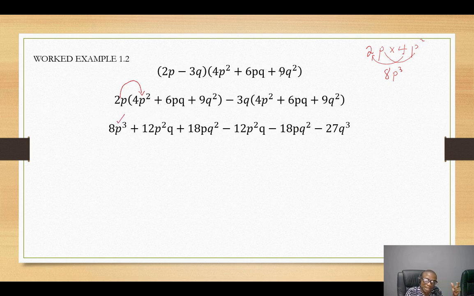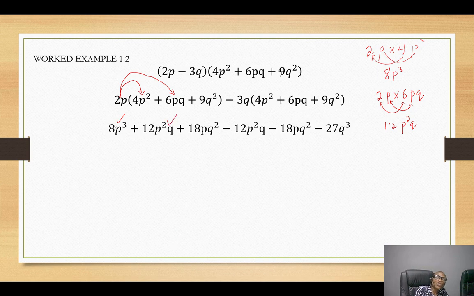So you are going to again multiply 2p with 6p cubed. 2p times 6p cubed. 2 times 6 is 12. P times p is p squared. There is this q here. So it's 12p squared q.